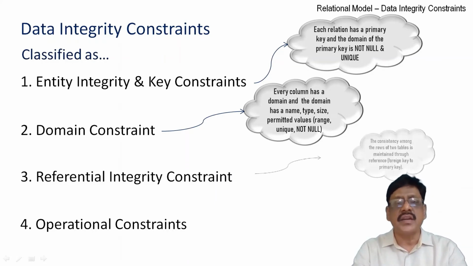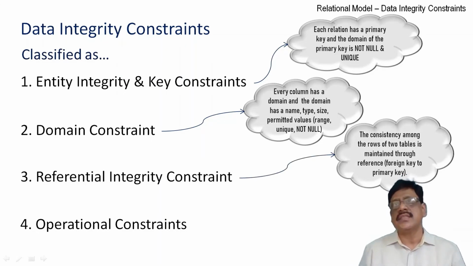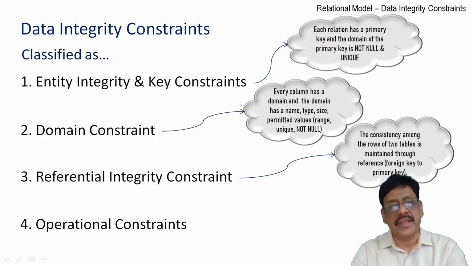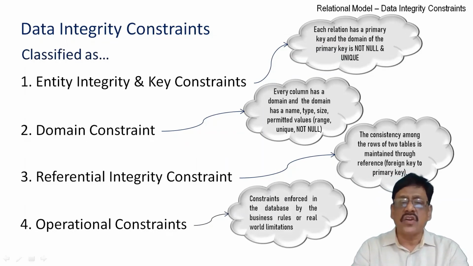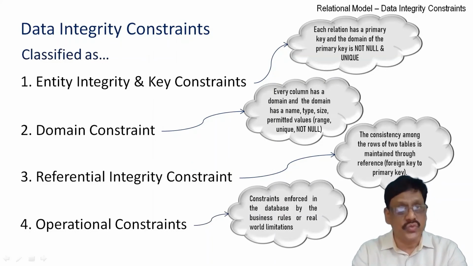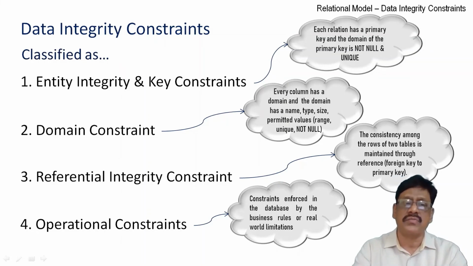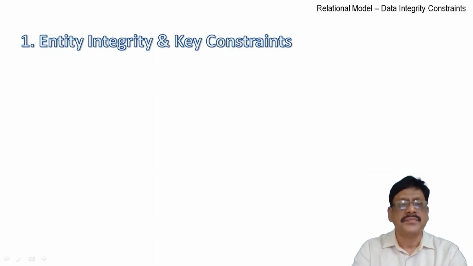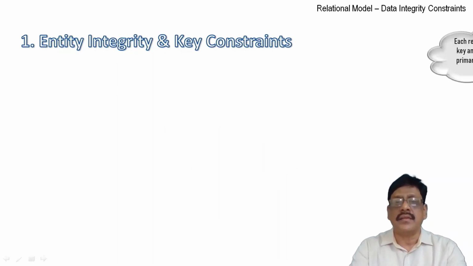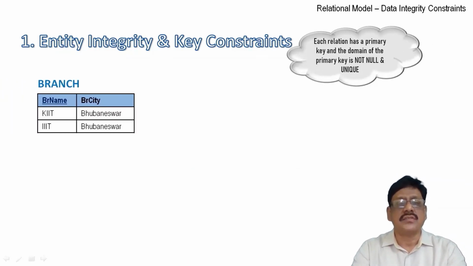Similarly, your referential integrity constraints are nothing but the consistency among the rows of two different tables maintained through a reference. That is called your foreign key to primary key. And operational constraints are nothing but the constraints enforced in the database by the business rules. We'll learn assertions and triggers. They fall under the category of what? Operational constraints.